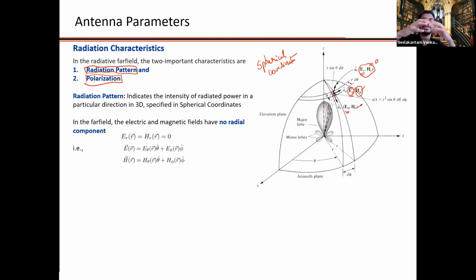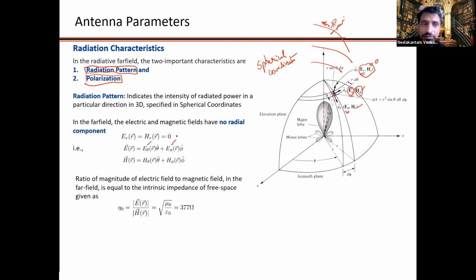That means as the antenna radiates out as a sphere, the only electric field components are on the surface, not in the direction of propagation. As this guy radiates out, you have no component in this direction. This is the direction of propagation. You only have components that are tangential to the surface, which are theta and phi.